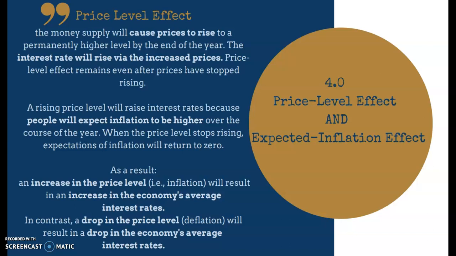The first one is the price level effect. The money supply will cause prices to rise to a permanently higher level by the end of the year. The interest rate will rise via the increased price. The price level effect remains even after prices have stopped rising. A rising price level will raise interest rates because people will expect inflation to be higher over the course of the year. When the price level stops rising, the expectation of inflation will return to zero. As a result, an increase in the price level, which is inflation, will result in an increase in the economy's average interest rate. In contrast, a drop in the price level, which we call deflation, will result in a drop in the economy's average interest rate.